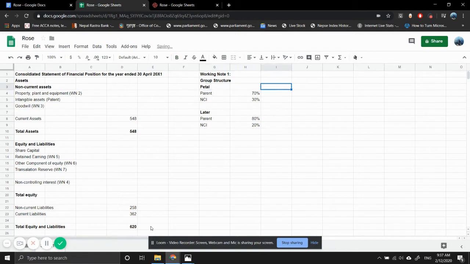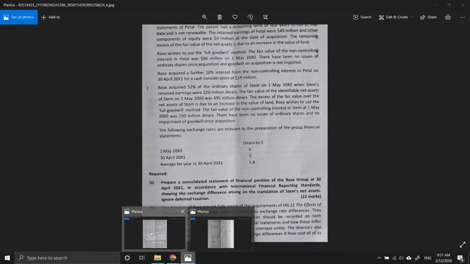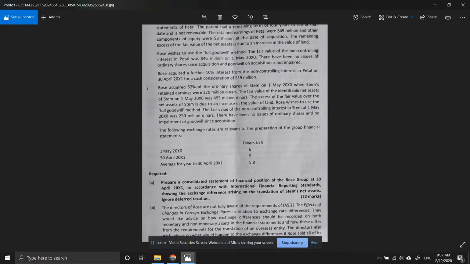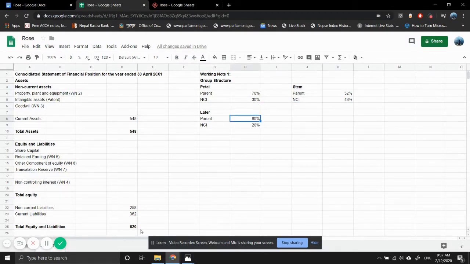So what about in case of STEM, right? So it's a foreign subsidiary, STEM, bold. It's not this figure, it's 52 and 48, isn't it? 52 and 48, yep. Okay, so let's calculate goodwill, right? Working note number 2, calculation of net assets. So let's calculate for Petal first of all.